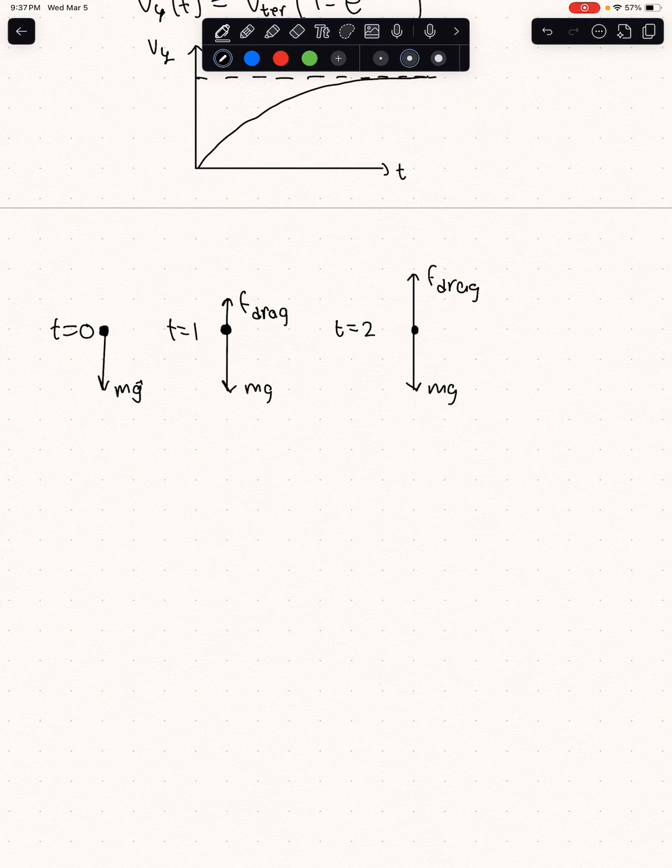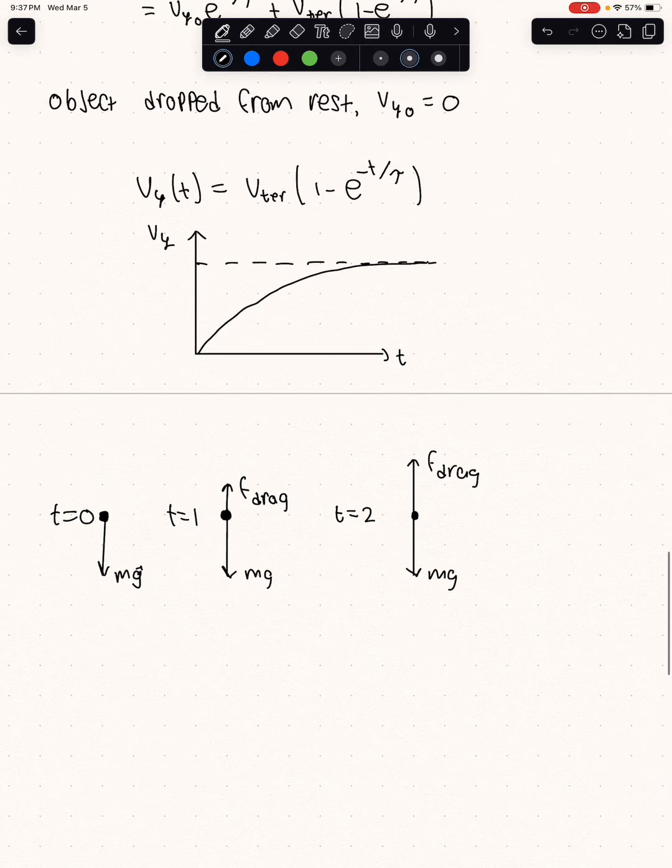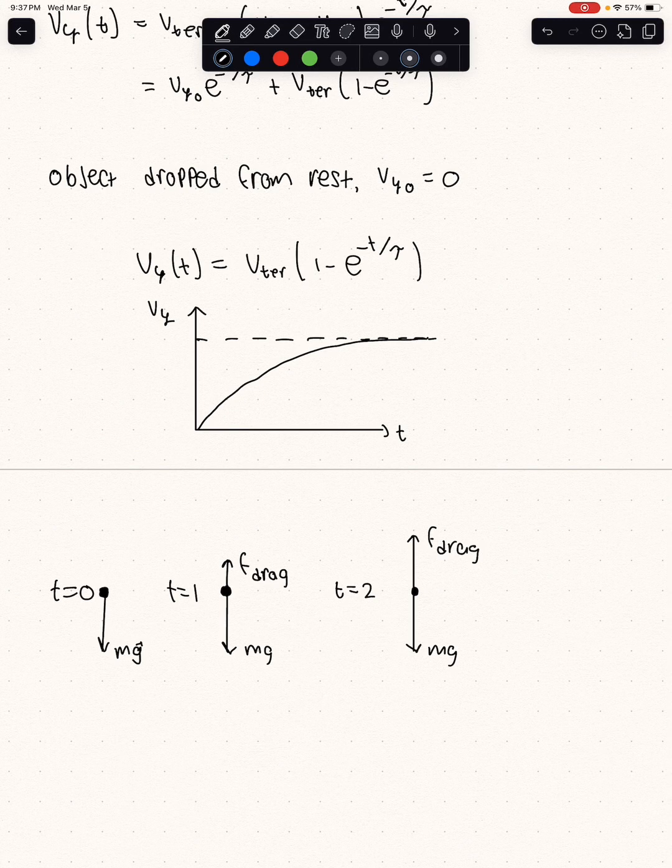So as time goes on, the object will speed up. And as the object speeds up, the drag force increases, meaning the acceleration of the object will go down, because the two forces become more and more equal, meaning we get closer and closer to terminal velocity, which is constant speed.